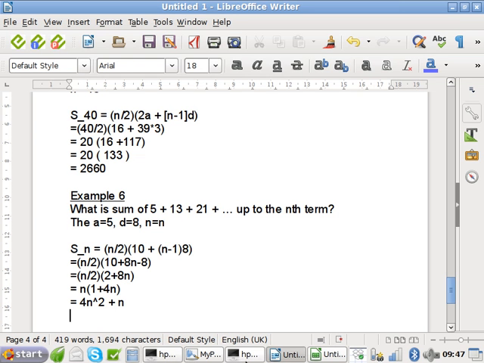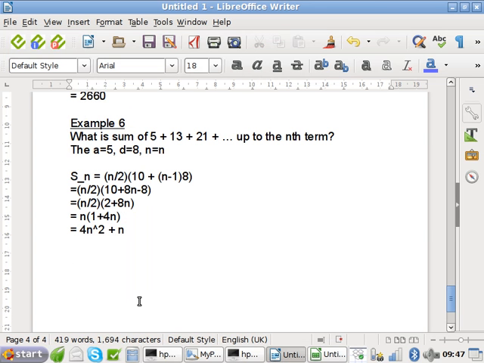So just to prove that this formula works, for example, how many terms do I have here? 3 terms. What do you get if you add them together? 21 plus 13 is 34, plus 5 is 39. So if I put n as 3 here, I should get the same result. So 3 squared is 9. 9 times 4, 36. Plus 3, 39. So this formula works as well.